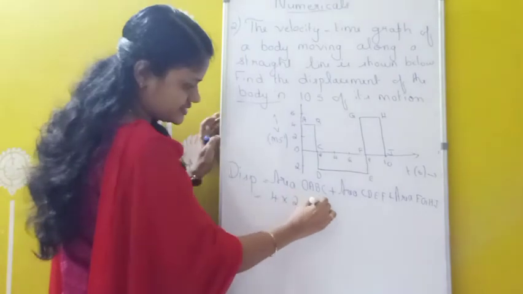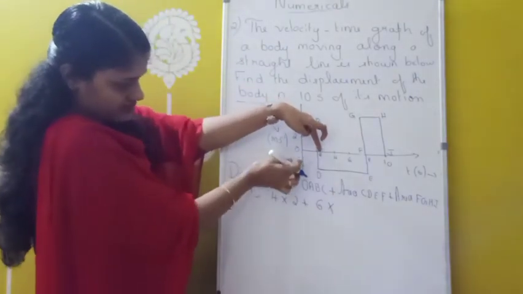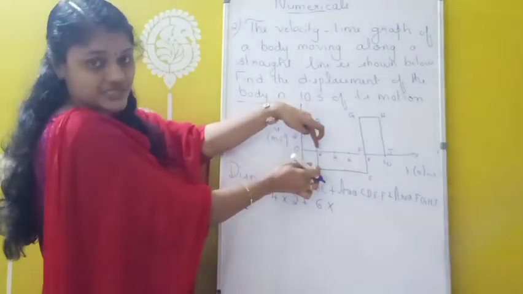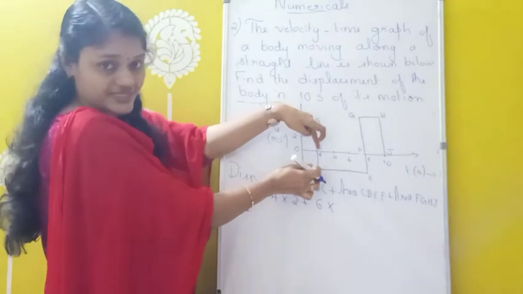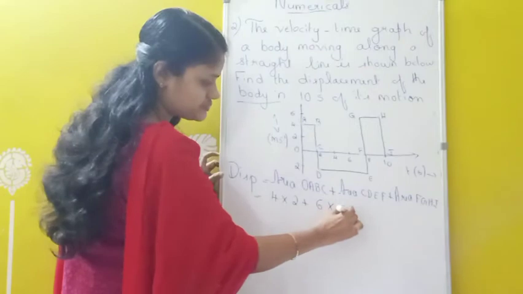So 6 is the length, into breadth, which is how much? 2. But in which direction? It is the negative direction. So whenever we are finding displacement, we have to take the sign also. We have to take the sign into consideration. That means this is a negative direction, so we can write it as minus 2.